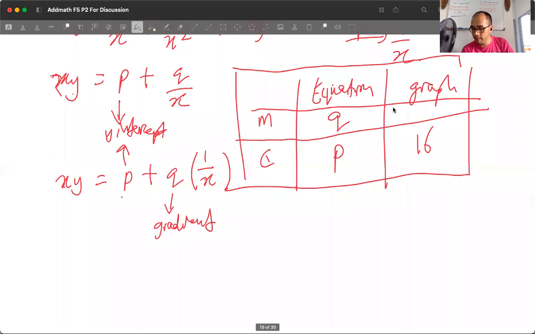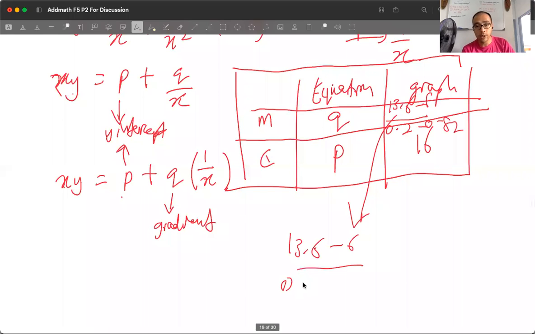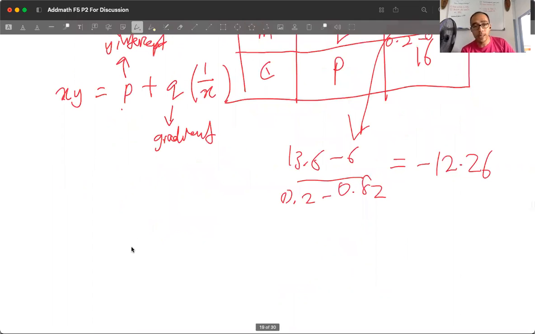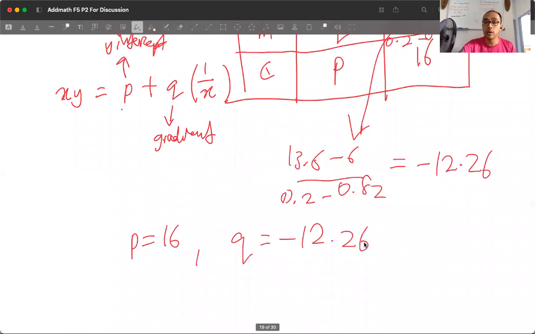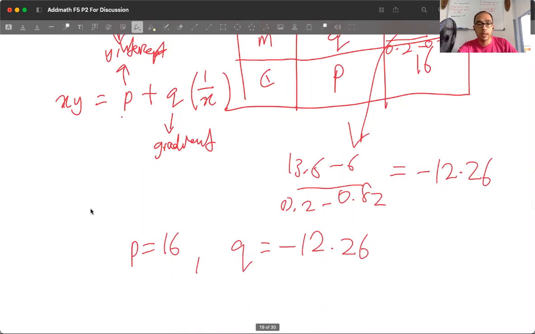So from the graph, my gradient according to mine is 13.6 minus 6 over 0.2 minus 0.82. Let me show here: 13.6 minus 6 over 0.2 minus 0.82. So it is negative 12.26, approximately. So from this table, I can conclude that P equals 16 and Q equals negative 12.26. That's how I will get this. Okay, second question.